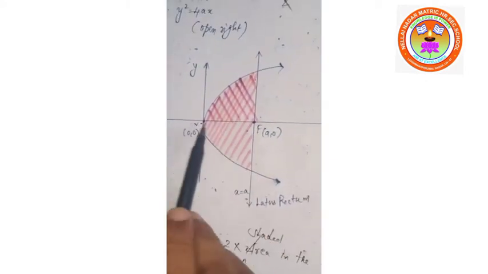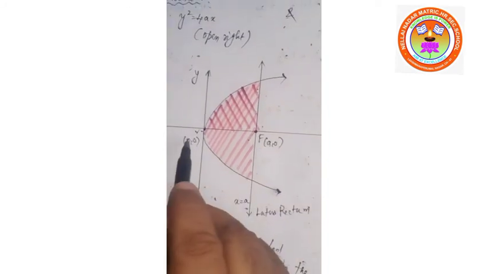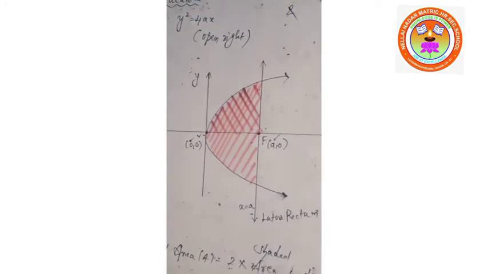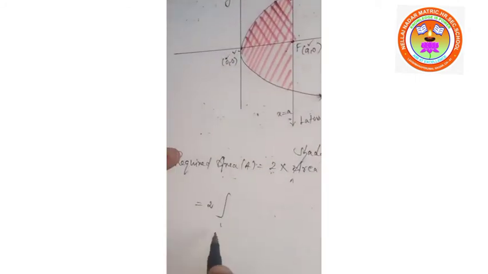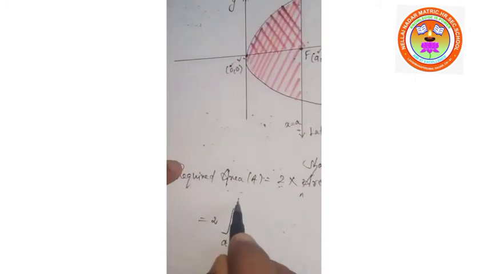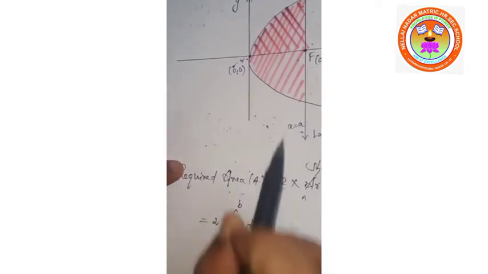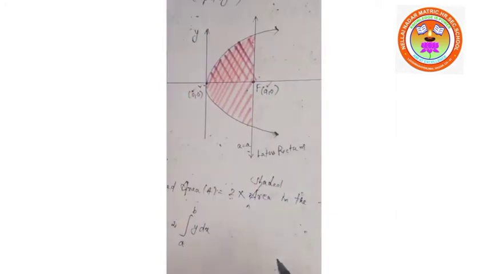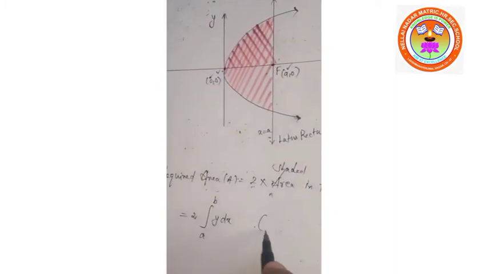Since we are considering x limits, what is the x coordinate please? 0. Here the x limits are 0 to a. So first you mention the formula, integral a to b y dx. This region completely lies above the x-axis.